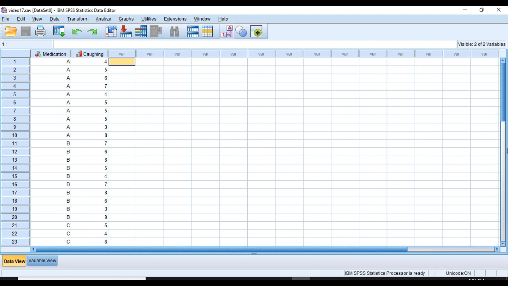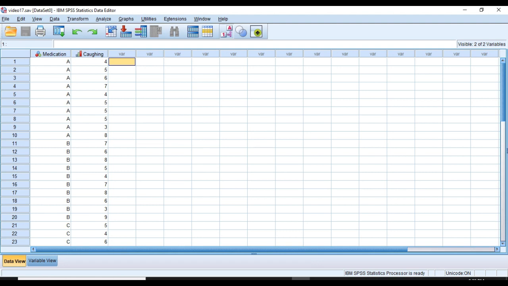And as always, before doing the test, we need to check the assumptions to see whether they are met or not. To do the Kruskal-Wallis test, four assumptions need to be checked. First, your dependent variable should be measured at the ordinal or continuous level. Here, our data is ordinal on a scale of 1 to 10. So the first assumption is checked.